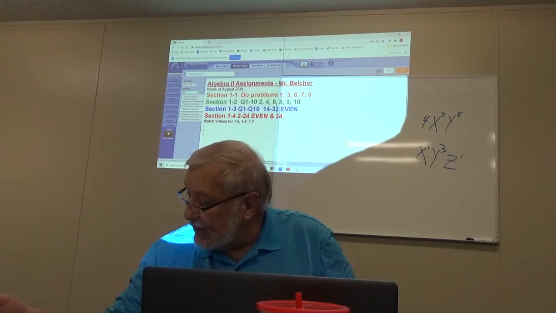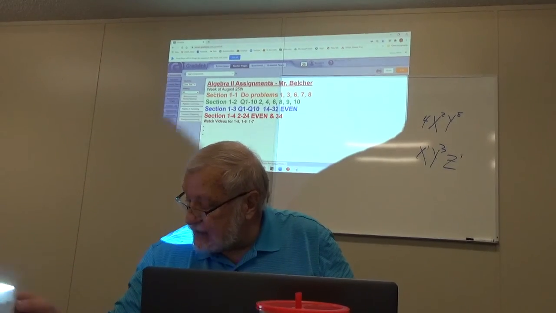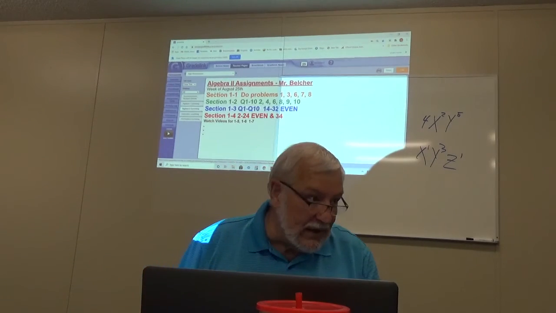And then the simplifying by expression on the bottom is just a little bit of math work, making sure that you know how to handle the negatives.